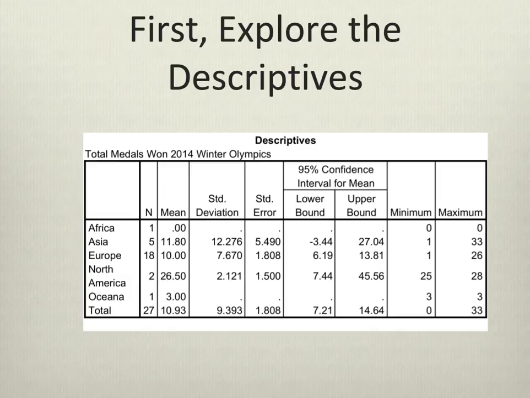First, let's take a look at the descriptives. Here I have the 6 continents that include countries that could participate in the Winter Olympics. There aren't any in Antarctica. I suppose the penguins could try. As you can see here, the N represents the number of countries on each of those continents that participated in the Winter Olympics. We're also working on getting the data for the Summer Olympics for comparison.